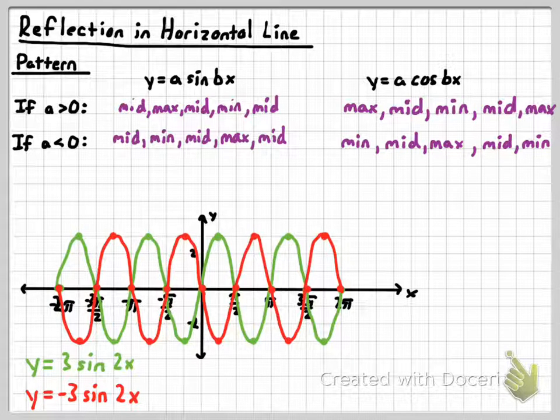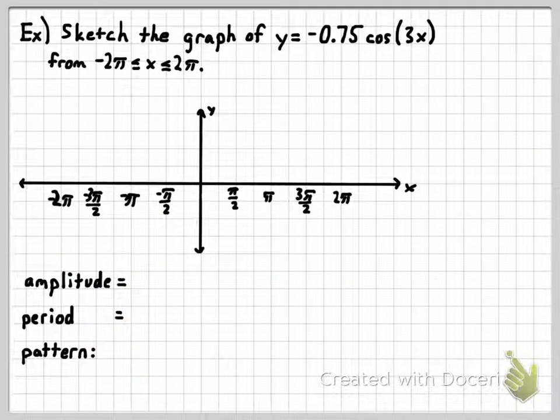All that's left for us to do now is to go ahead and just try one of these equations from scratch, because all I've done so far is given you one graph and shown you how to change a very slight bit in order to get another graph. Let's say we don't have any graph to begin with. What we're going to do is we're going to sketch a graph of y equals negative 0.75 cosine 3x. And we're going to do so as we usually do on the interval from negative 2 pi to positive 2 pi.